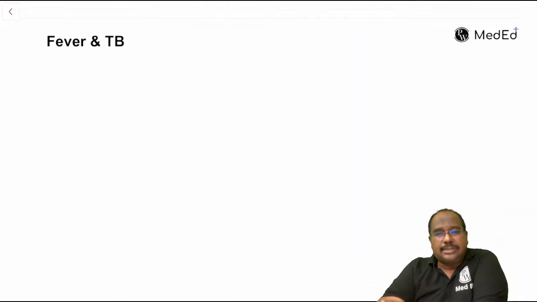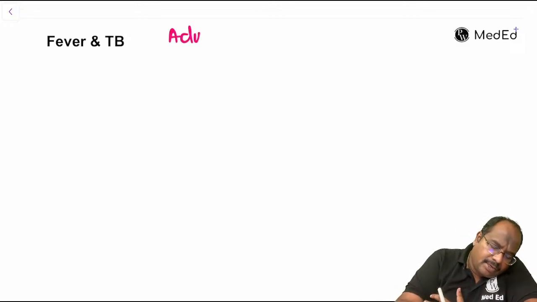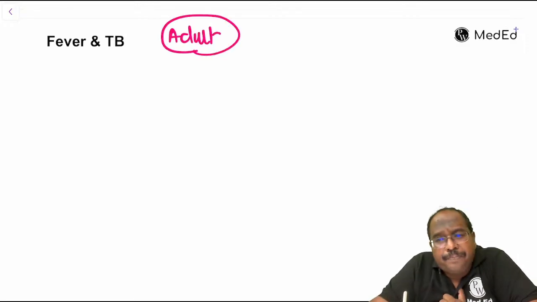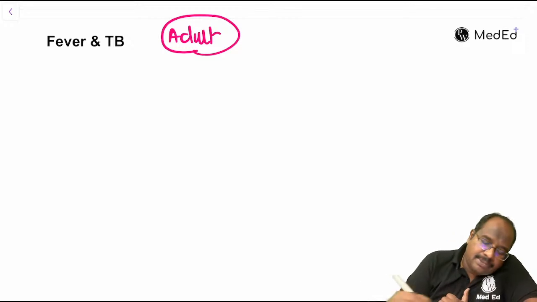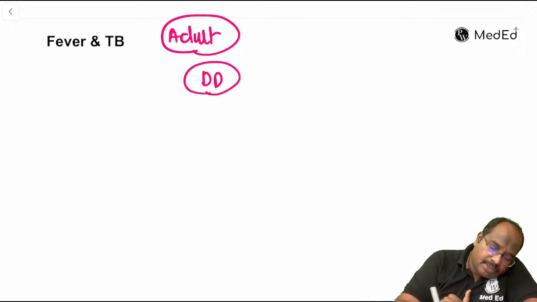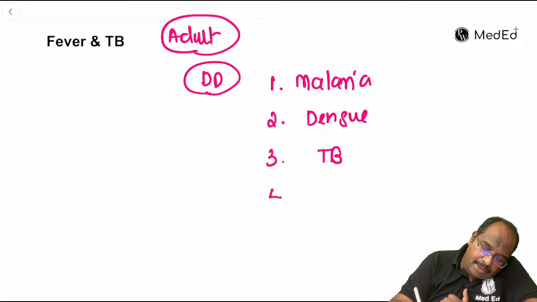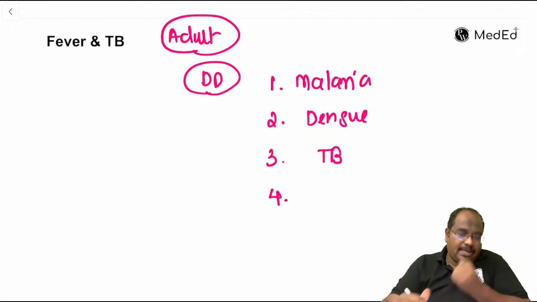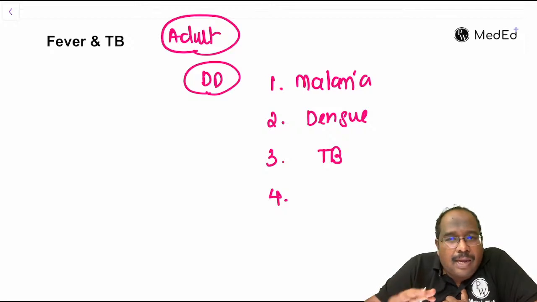Fever and TB, guys. Usually they will give the case of an adult with fever. TB also can cause fever, so it comes as a differential diagnosis only. You can give the differential diagnosis: whether there are features of malaria, features of dengue, features of TB.